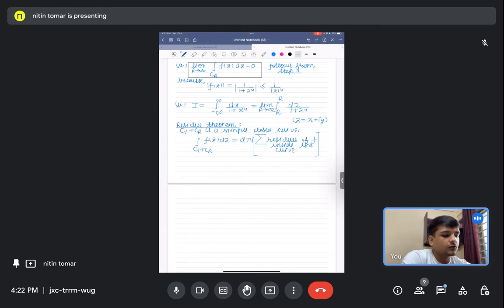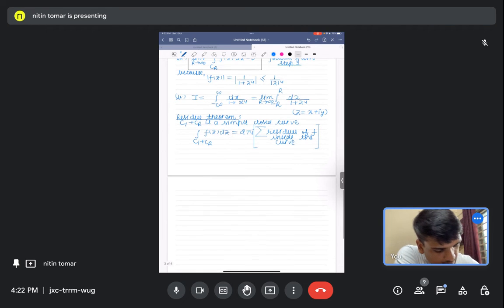Now, inside the closed curve, can anyone tell me what the residues are? We have seen that only e^(i pi/4) and e^(i 3pi/4) are the poles. These are the simple poles of f inside C1 plus CR.